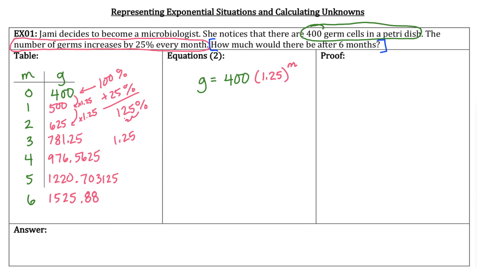So you could also say that the germs are a function of the number of months. You start off with 400. And then I want you to write it in this weird way that we added it. You start off with 100%, which is 1, and then you added 0.25 or 25%. And you did that times the number of months.